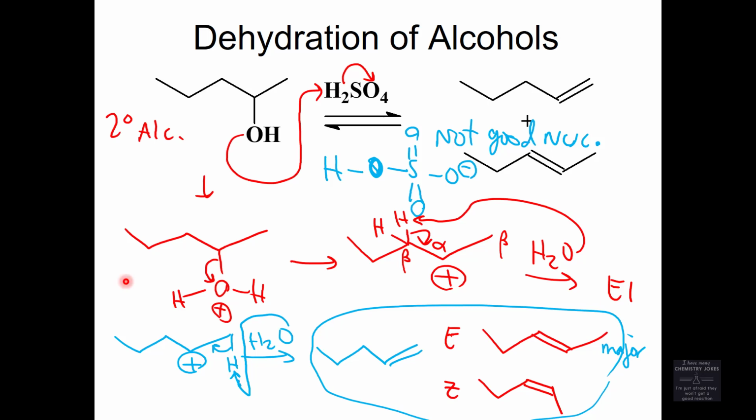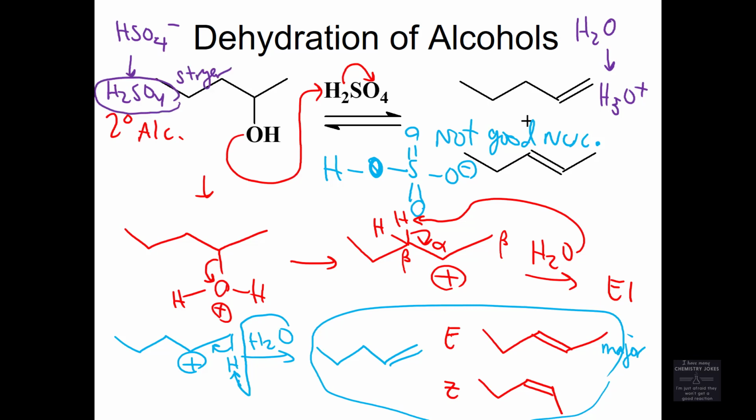Okay, one more thing to highlight before we walk through a little more stuff. Why did I use water to take this hydrogen instead of this conjugate base? Well, it has to do with acidity. Water has the conjugate acid H3O+. Sulfuric acid, or this bisulfate, HSO4-, has the conjugate acid H2SO4. Which of those acids are stronger? Sulfuric acid is stronger, meaning water is the stronger base.